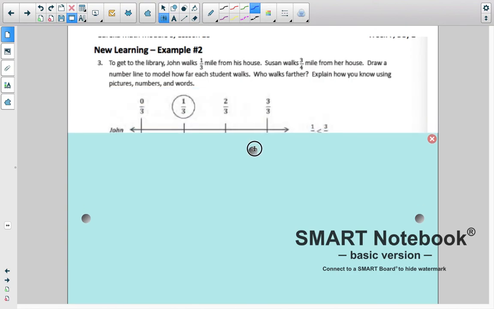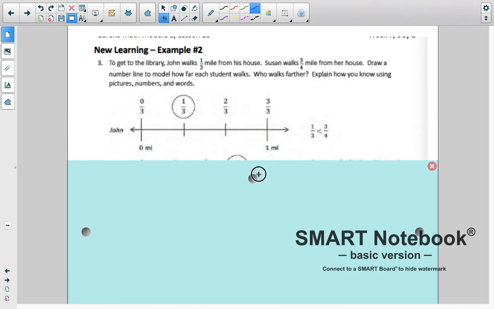So let's look at John's example. So John said that he walks 1/3 mile from his house. So what he did is they drew a number line by thirds. We know that because of the bottom number. So we see that from his house, this is how much he walked, right here. This is John's house, and he walks 1/3 mile.